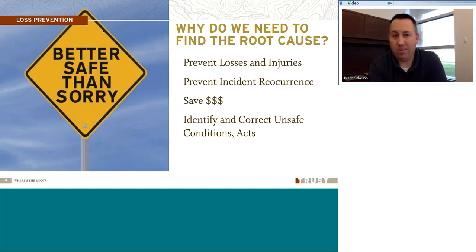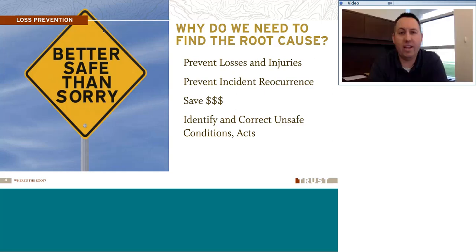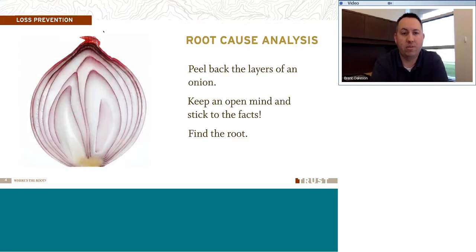But why do we need to find the root cause? Why do we need to find that when an accident happens? Well, it's better to be safe than sorry, right? We don't want accidents. We don't want losses. We don't want to lose money on our projects. We don't want things to happen over and over again. We don't want people getting hurt and having damage to property and things like that. And that's why if we find the root cause, the reason why an accident happens, we can learn to prevent that from happening again and avoid those hardships.